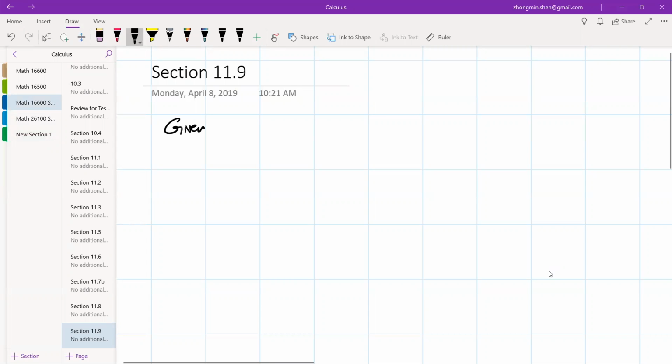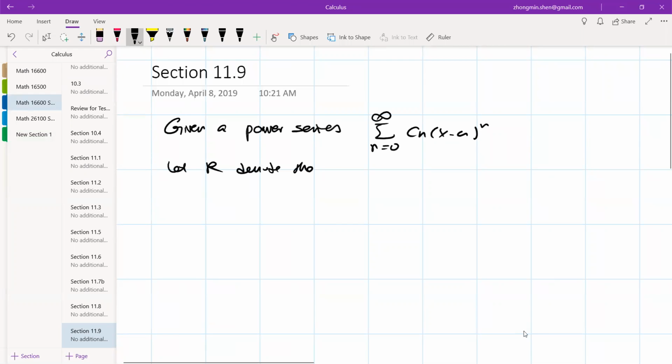So given a power series, if we know the radius of convergence, then we get a function defined by that. Let r denote the radius of convergence, and of course we assume r is positive.